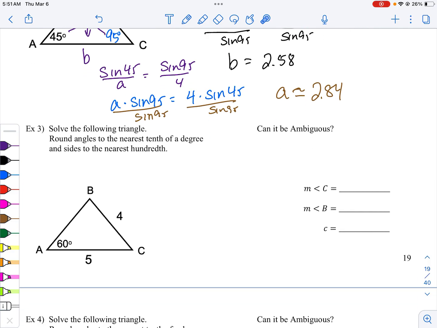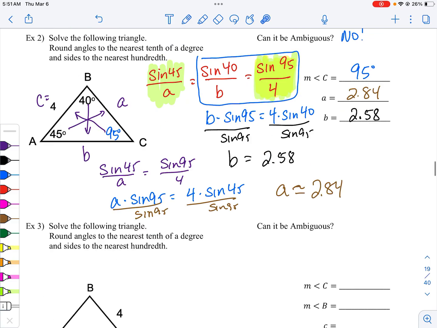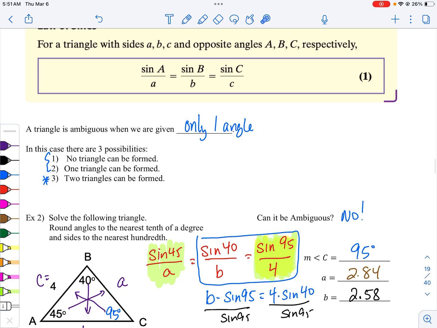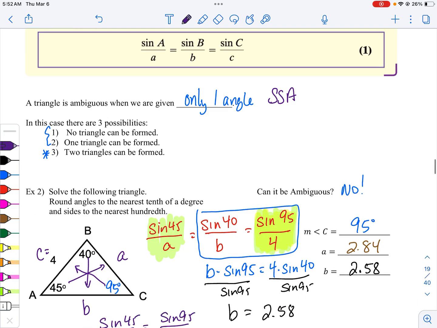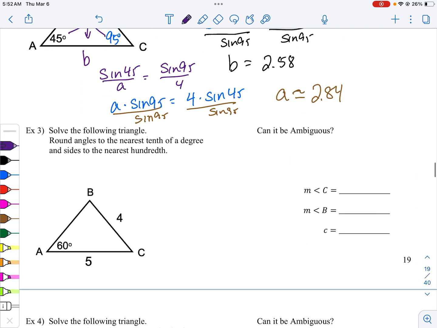All right, next one. It says, solve the following triangle. Can it be ambiguous? One of the other things, not only is it just one angle, we also have to have side, angle. We could write it backwards as well, so that might help you remember it. You have to have two sides and an angle for this to happen. Normally I just look for one angle, and then it could be ambiguous because we have a couple different options for these angles, and we'll talk about that more tomorrow.